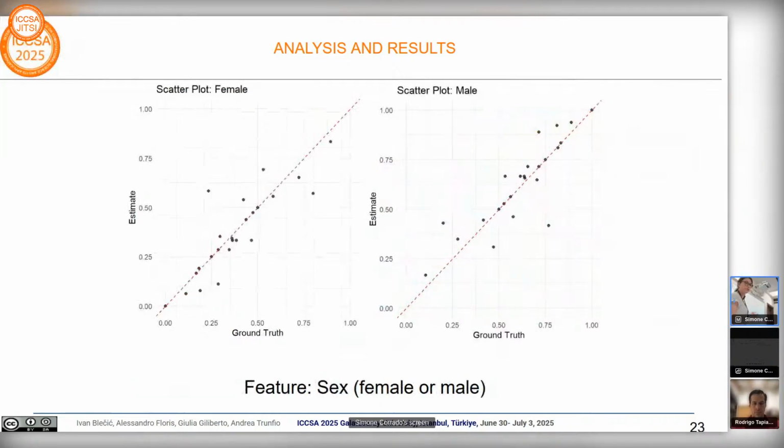I will show you some scatter plots for each feature that we analyzed. For sex, the distribution of results is correlated. The points are a couple of values, one for ground truth and one for the estimated results. If they follow the line, there is a correlation. So this is a good result for this feature.